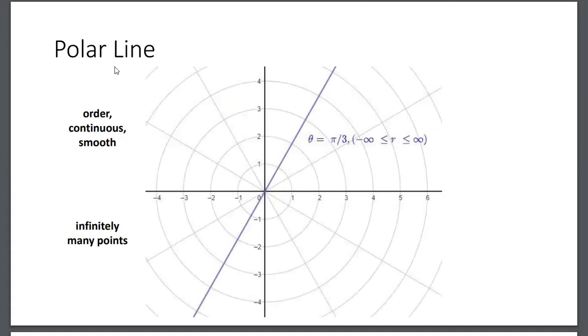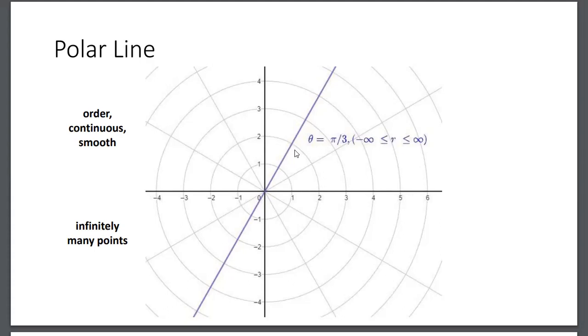Here we have an equation of a polar line. All the points that solve this equation are all lined up on this line. It's very orderly, it's continuous, there are no breaks in it, and it's smooth, there are no sharp points or anything. And there are infinitely many points in this graph. What is the equation? Theta is pi over 3.